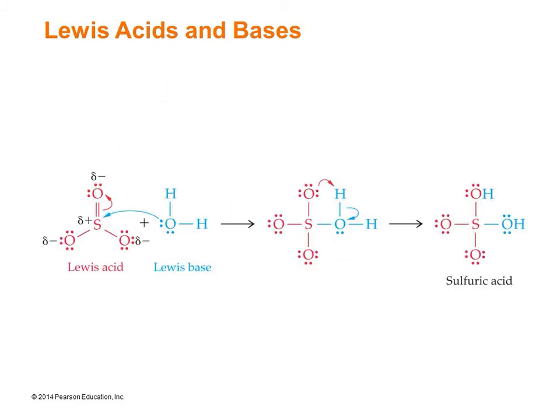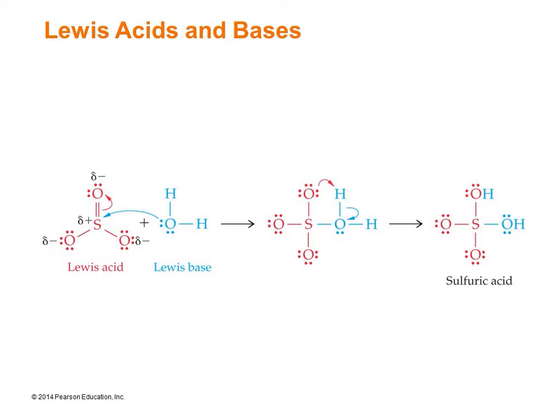Here is an example of where Lewis acids really begin to radically diverge from Bronsted-Lowry or from Arrhenius. If we look at this reaction, we don't see any protons moving about. What we see is water donating a pair of electrons to the sulfur in sulfur trioxide. Because the water's donating a pair of electrons, it's a Lewis base. Because this is accepting a pair of electrons, it's a Lewis acid.